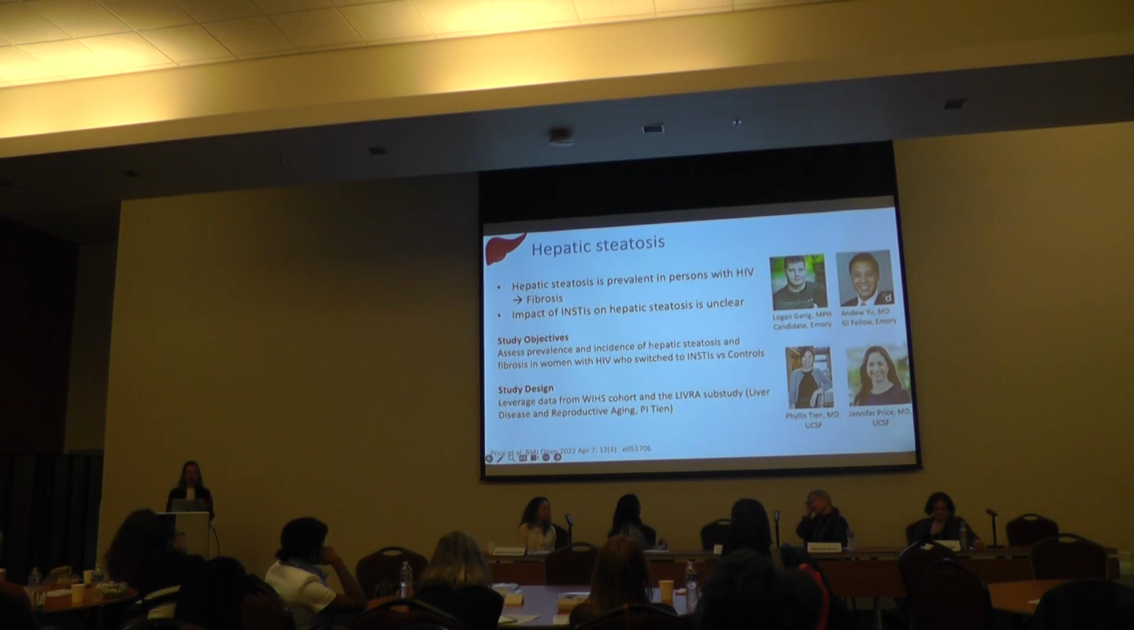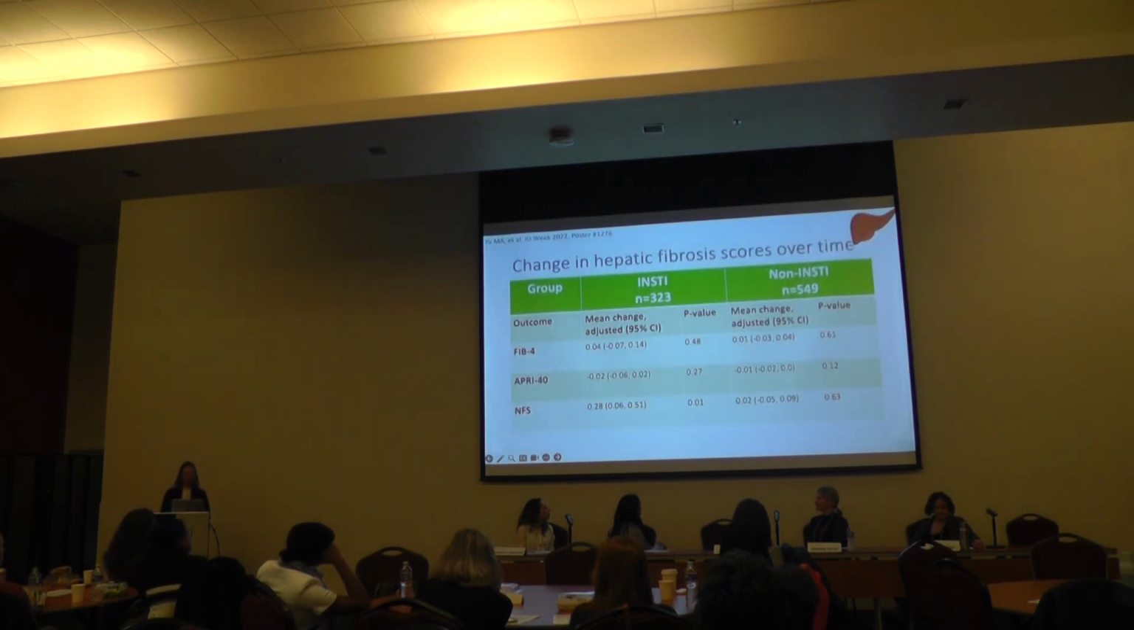So we joined forces, and we were able to leverage data from the WISE cohort, as well as the LIVRA sub-study, which is led by 2 of our UCSF colleagues, Phyllis Tian and Jennifer Price. The LIVRA study captured FibroScan on women enrolled in WISE. Dr. Yu presented some of this work at ID Week last year, and he started by looking at changes in hepatic fibrosis scores over time. There are many fibrosis scores that we use in the clinical setting. Some of you might use FIB-4 or the APRI-40 or the non-alcoholic fatty liver disease fibrosis score, or NFS.